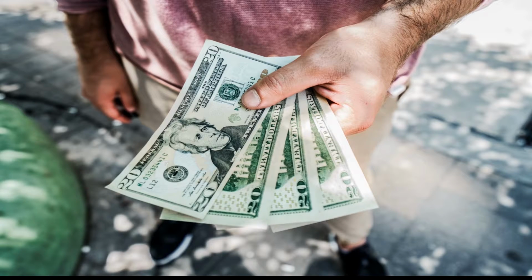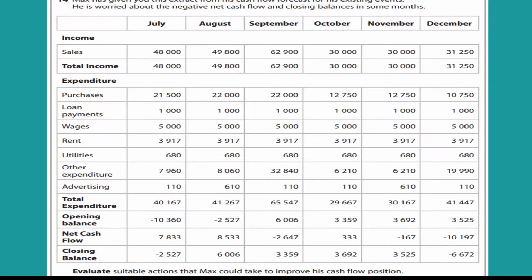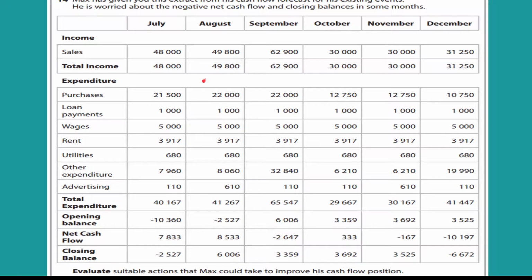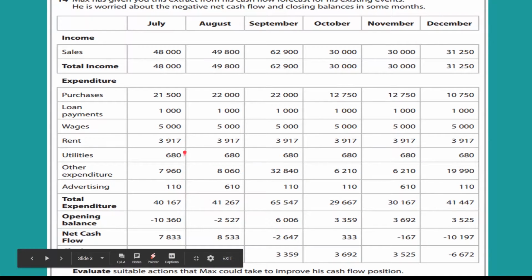So let's take a look at what we're dealing with here. This is a question all about cash flow. Let's have a look, see what we've got here. We've got quite a detailed amount of information on the cash flow situation for this given business. The question is at the bottom: evaluate suitable actions that Max could take to improve his cash flow position. We can see the sales levels and the actual income earned each month for a 6-month period, and we can see the outgoings as well via the expenditure. Of course, income minus expenditure gives us our net cash flow.